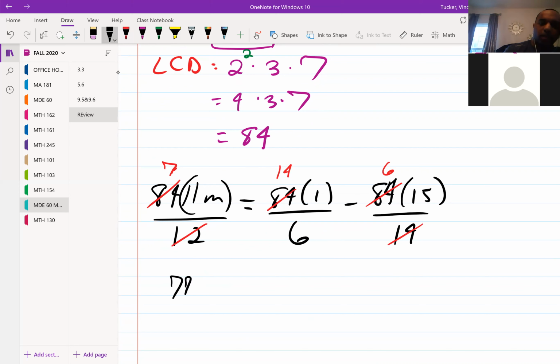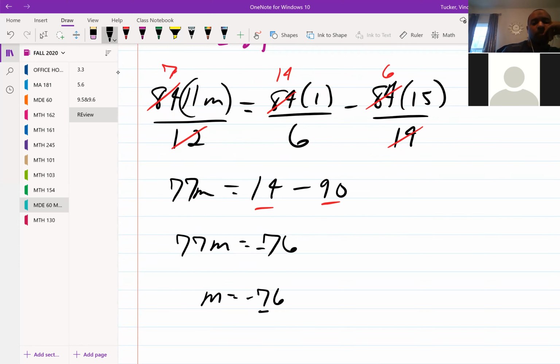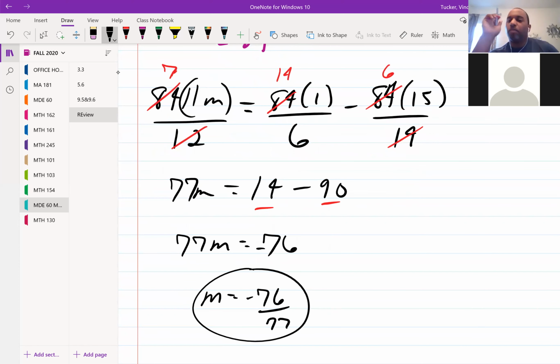And now 7 times 11 is 77. And it's 14. And then 6 times 15 is 90. Oh, 90? 90, yeah. Go ahead and combine your like terms. A negative. So then the answer would be m equals negative 76 over 77? Yep. Okay. Yep.